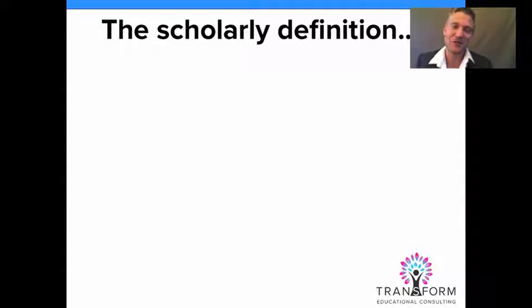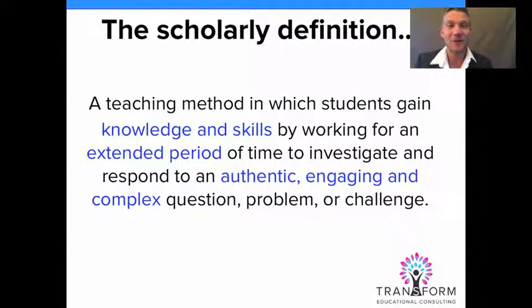So let's give you the scholarly definition. Again, I reverse engineered that, kind of like what I like to do. Let's keep it simple though. What is a definition that wraps up all those things? Project-based learning is a teaching method in which students gain knowledge and skills by working for an extended period of time to investigate and respond to an authentic, engaging, complex question, problem, or challenge. So all those things that you saw were students responding to this complex question, problem, or challenge. It's really an opportunity for students to get deeper into learning.